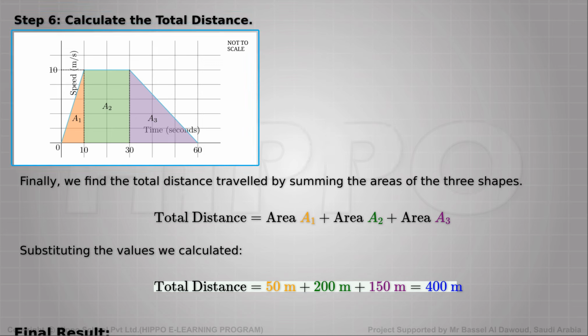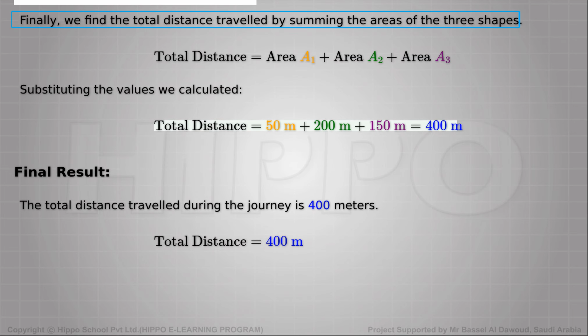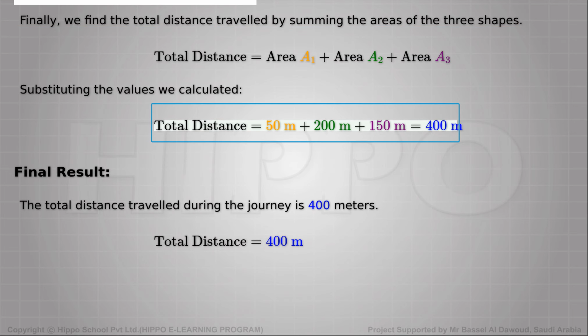The final step is to add them all together to find the total distance. Let's do the final addition. 50 plus 200 is 250. Then, 250 plus 150 gives us a grand total of 400. So the total distance traveled during the entire 60-second journey is 400 meters. And that's our final answer.